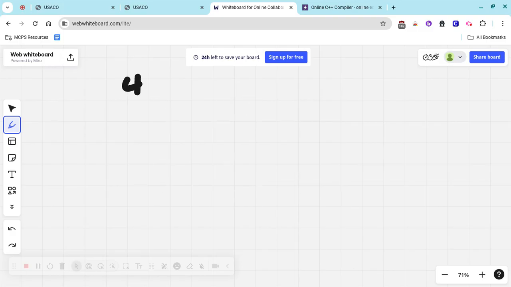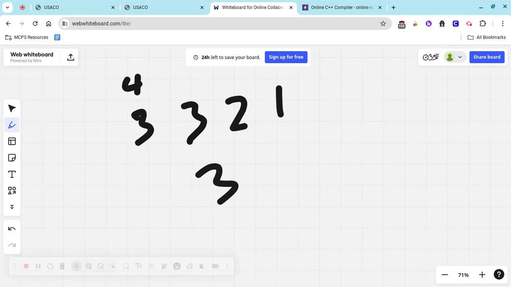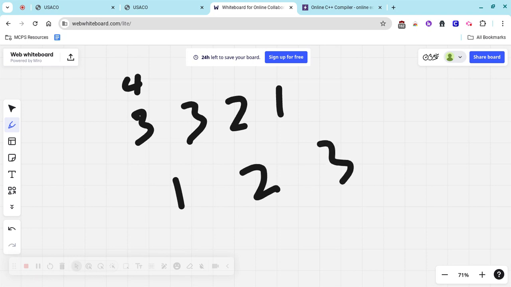The second test case is 3, 3, 2, 1. And from here, it's a little different. We can't have 3, 1, 3. Although it is symmetric, it doesn't increase and then decrease. It decreases and then increases. We want something that increases and then decreases at a certain point. So that doesn't work.